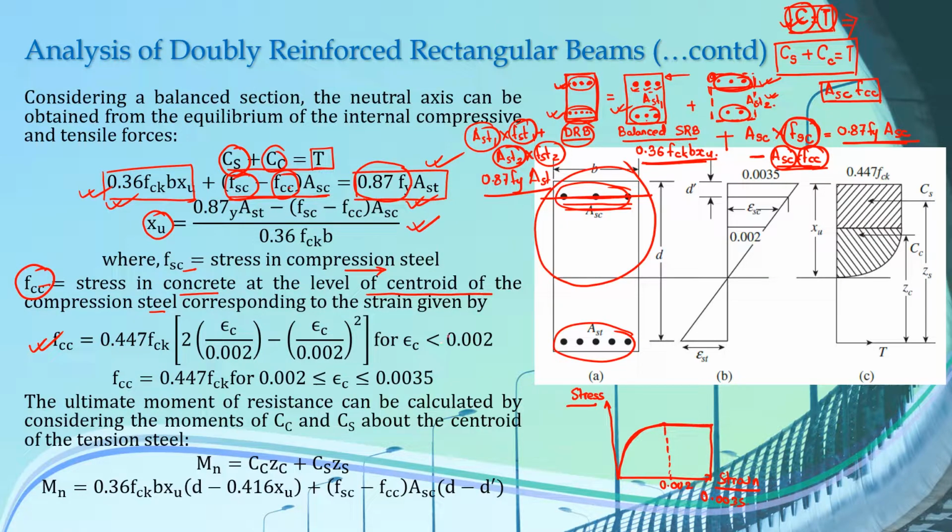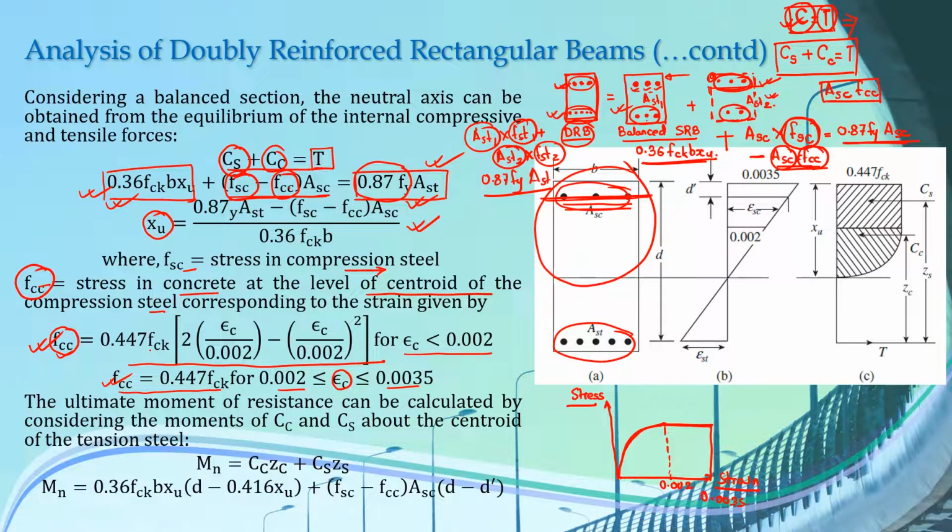So for strain in our concrete less than 0.002, this formula can be used to find the value of stress in the concrete at the level of the centroid of our compression steel. Whereas if our strain in the concrete is greater than or equal to 0.002 and less than or equal to 0.0035, then we can use the value of fcc, the stress level in the concrete at this level, as 0.447 fck. So this is our calculation of fcc.